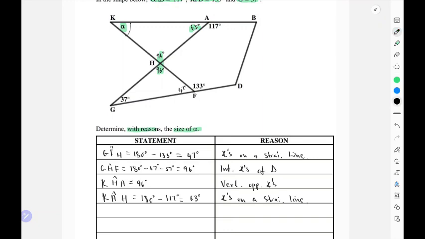So now we can use sum of interior angles of a triangle to find alpha. We know that alpha plus 96 degrees plus 63 degrees is equal to 180 degrees. If we consider this triangle, therefore alpha should be equal to 21 degrees. And the reason is interior angles of a triangle.